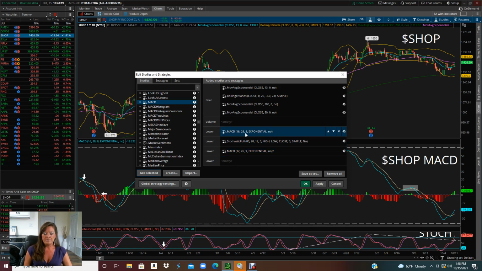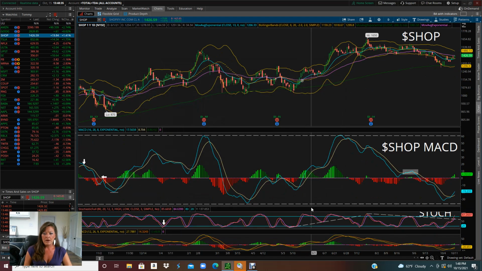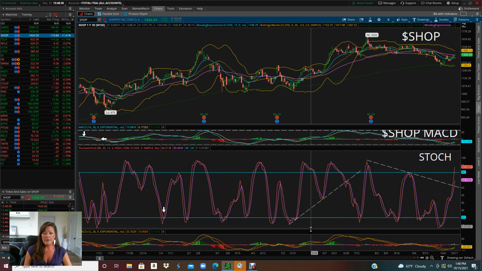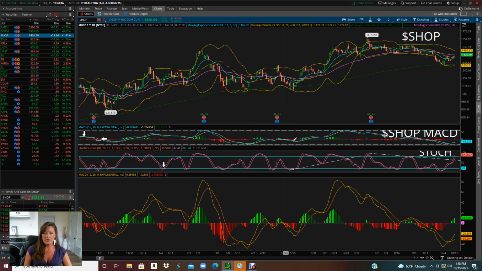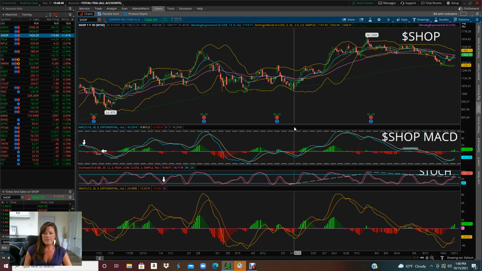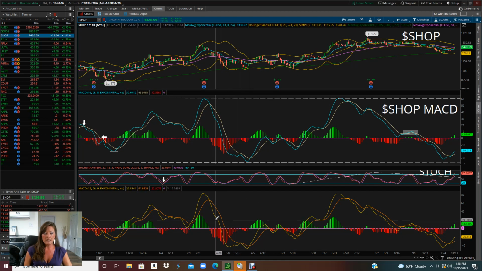And so let me do a different color. I'm going to change this one to a different color. I'll do yellow. And then I'll do orange. All right, so right now I'm currently looking at Shopify, the daily, and here, let's see if I can get this to look a little better. All right, here's my MACD, and here is the default MACD.